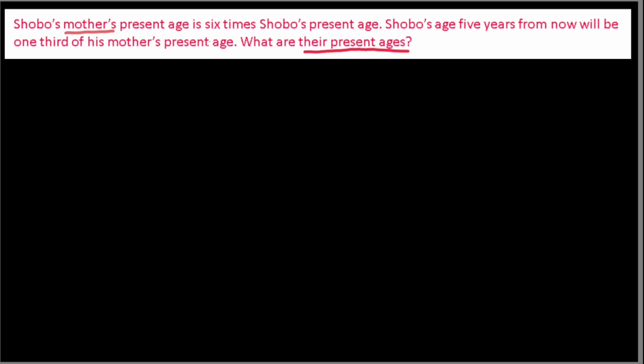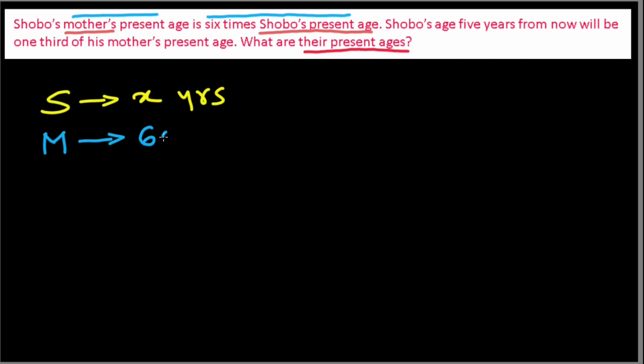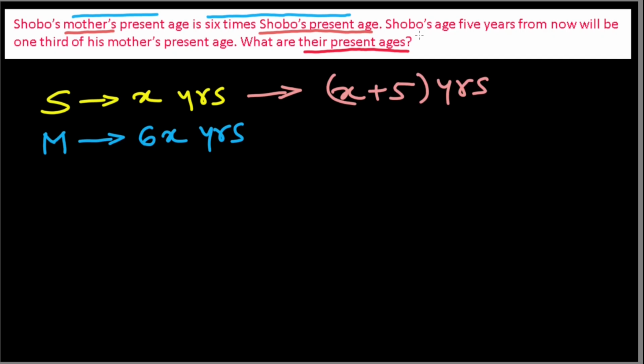Since mother's age is expressed in terms of Shobo's present age, we will start by assuming Shobo's present age to be x years. Now it is given mother's present age is 6 times Shobo's present age. So mother's present age will be 6x years. Shobo's age 5 years from now will be x plus 5 years.